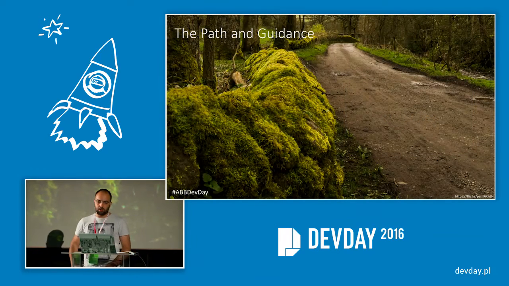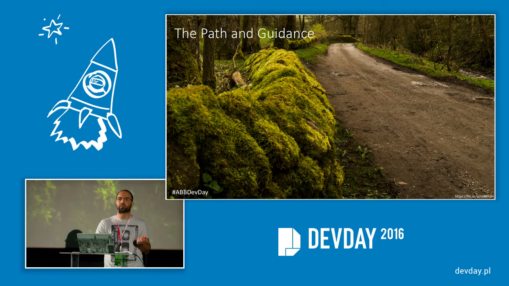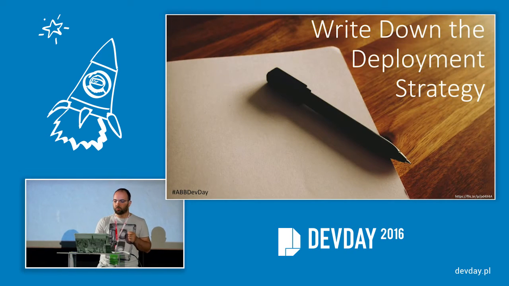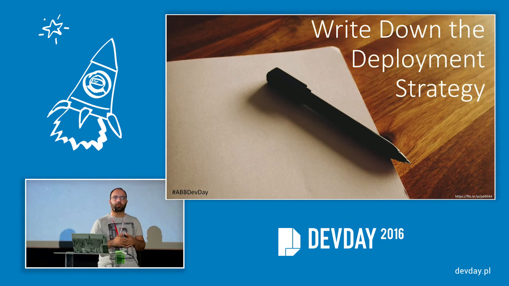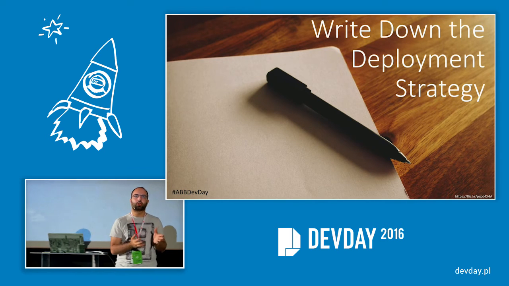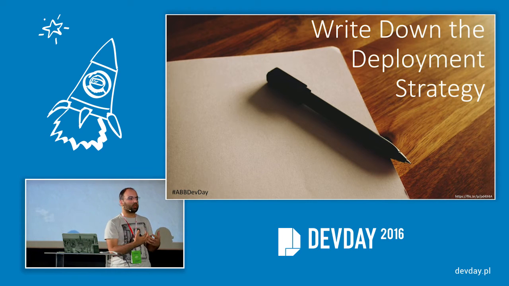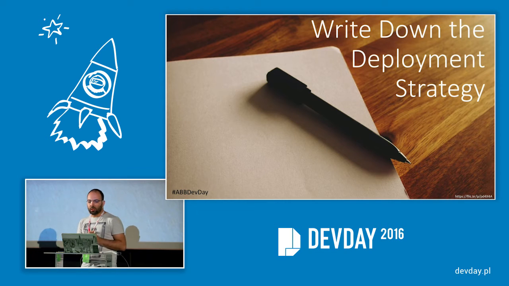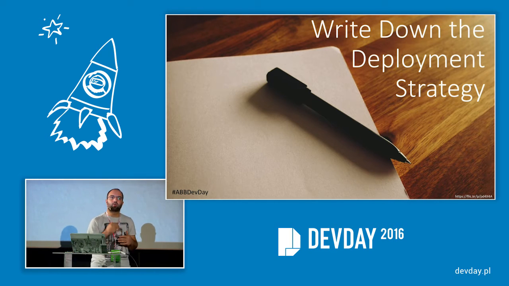But let's start with the path and guidance first. I think this is very important. Without trying to do something, we need to understand what we are doing. The first thing that we need to do is to write down the deployment strategy that we have. So you have your architecture, you have your application in your head, and maybe you have drawn a nice diagram as well. But you need to write down the deployment strategy somehow so that you can see what you are going to do.